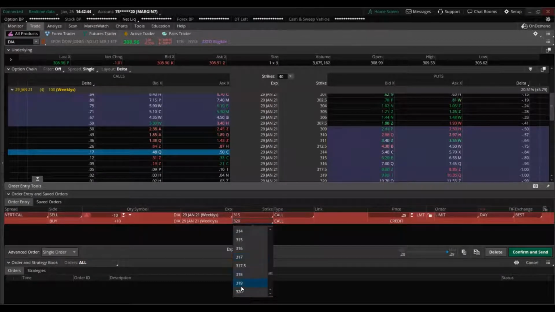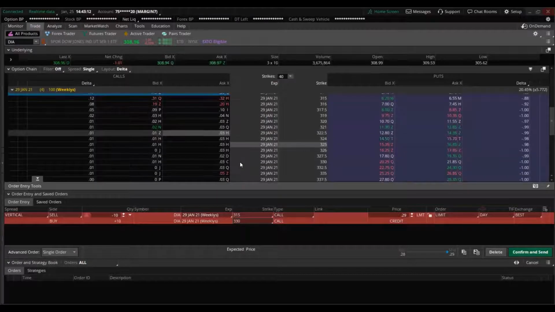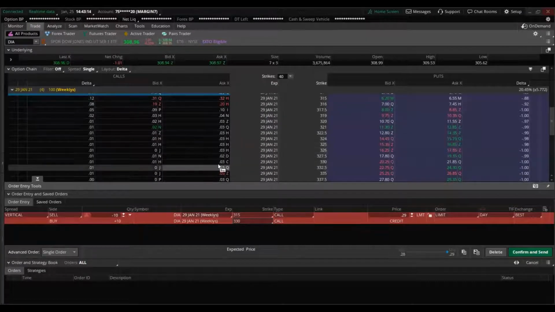So let's go buy the 325, collecting $30 now. So I'm still short the 315 call, by just widening and collect more money, $30. Let's go up even more. The 315 and the 330. Yep, that's why it's not doing so well. They're not paying that well.